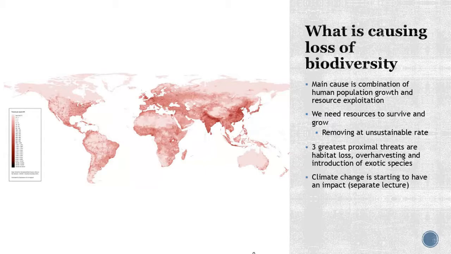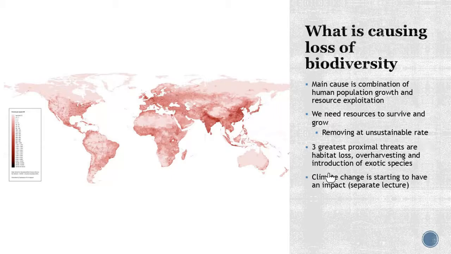Now, one thing we have to do is we need resources to survive and grow. So we have to find food sources. We need stuff to make shelter. And what we are doing is removing this at an unsustainable rate. It's kind of scary. Oh my gosh, I feel like this is such a depressing lecture.